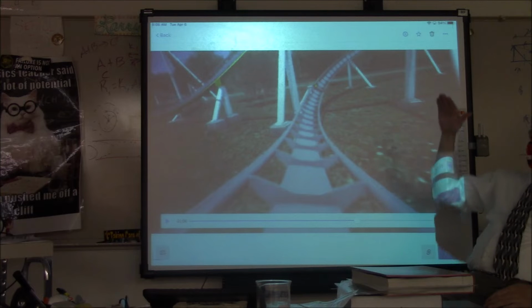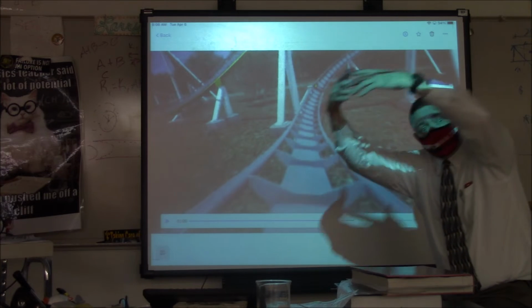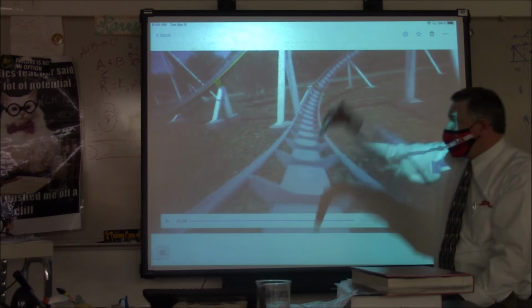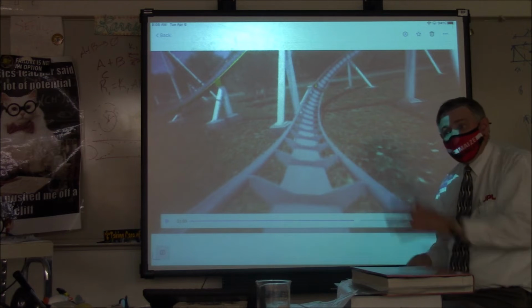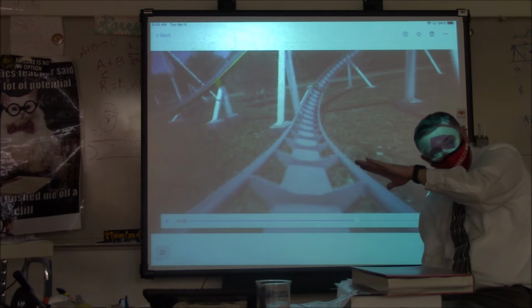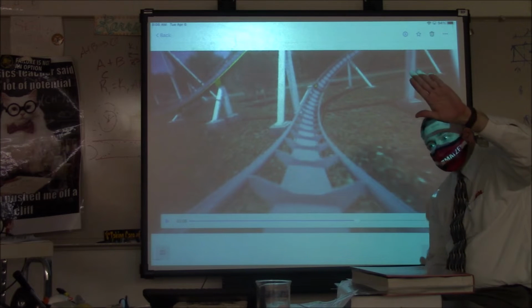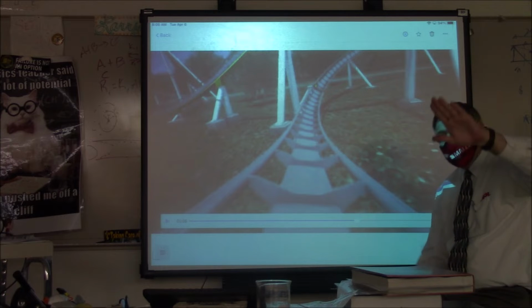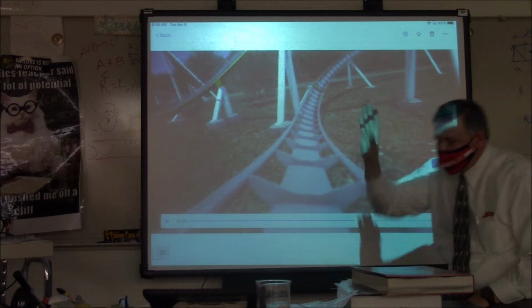So when you're coming up over the top of that hill, you feel lighter because your body wants to keep going straight. When you're at the bottom of the hill, you feel heavy because at the bottom of the track, your body has to keep you from being pulled down by gravity, and it also has to change the direction of your velocity vector. So at the bottom, you feel heavy. At the top, you feel light.